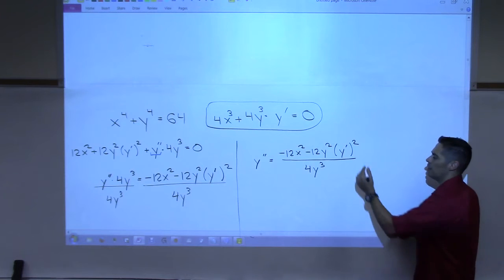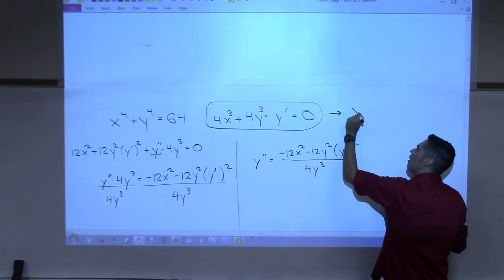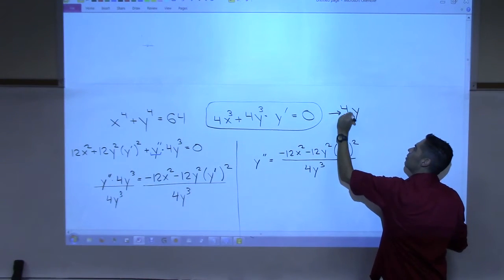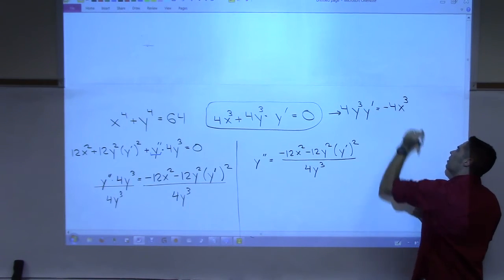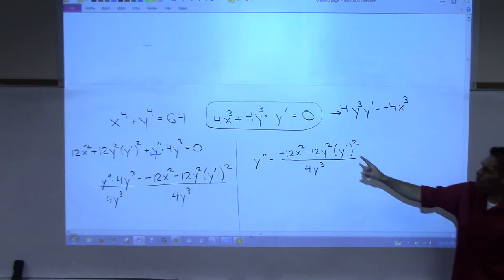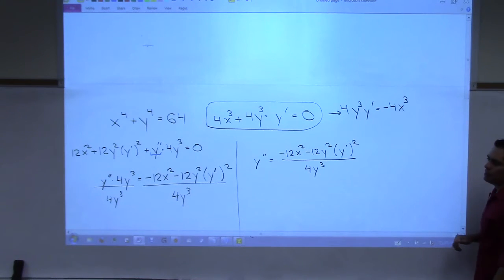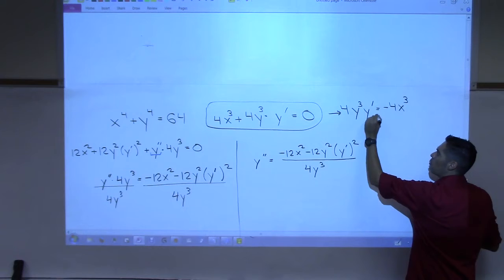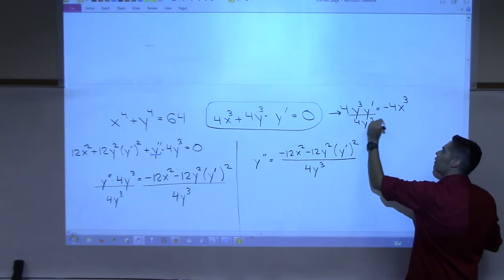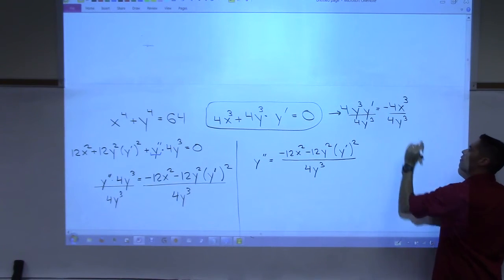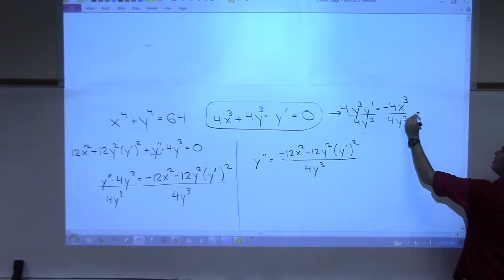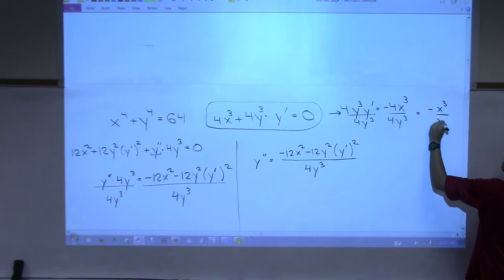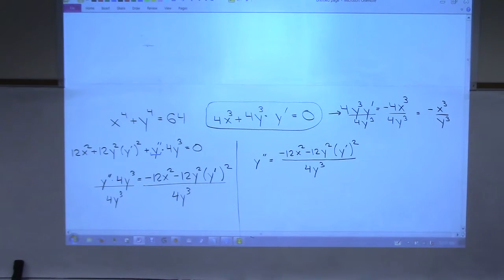All right, so let's do it. Let's take this, solve that for y prime real quick. It'll become 4y cubed y prime equals negative 4x cubed. Do y'all agree with that? Just moving the 4x cubed to the right side. Divide both sides through by 4y cubed. Y'all still agree? Yep. And this just becomes negative x cubed over y cubed. The 4's go away. You'll still have a negative 1 on top, but the 4's are gone.